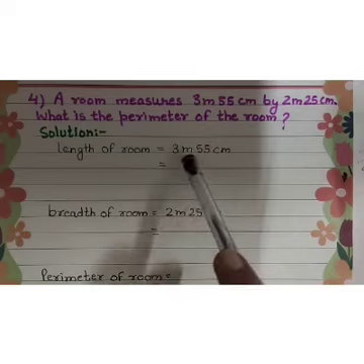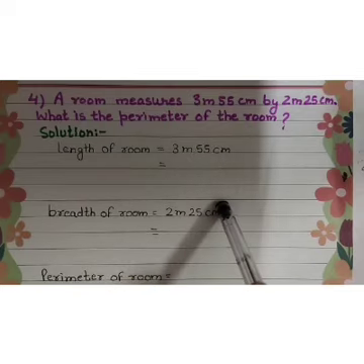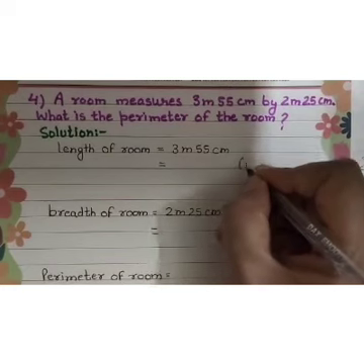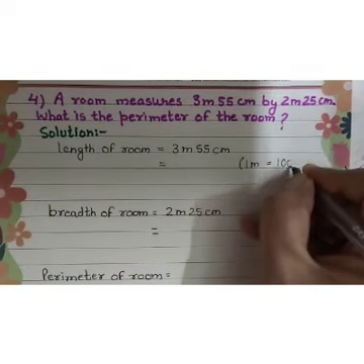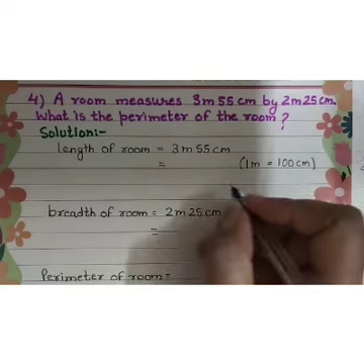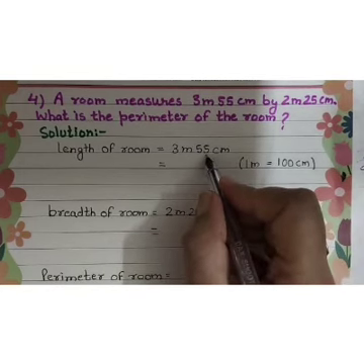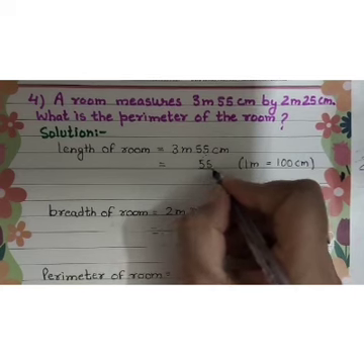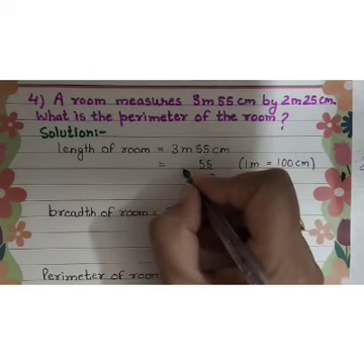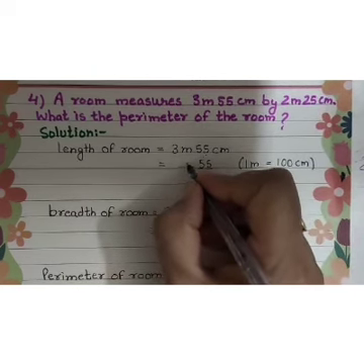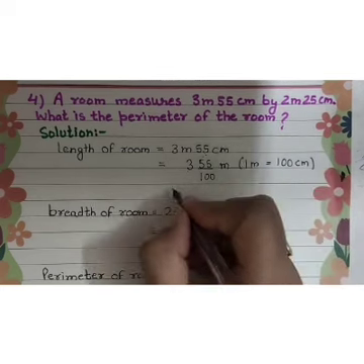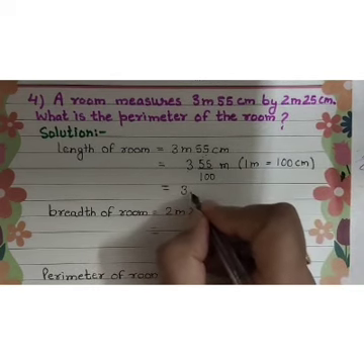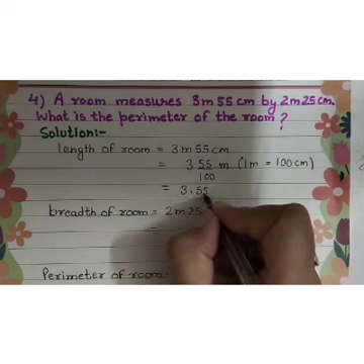First of all, we convert centimeter into meter. We know that 1 meter is equal to 100 centimeter. And centimeter is smaller unit. When we have to convert smaller unit into bigger unit, we divide. Therefore, we will write here 55 divided by 100. 3 is already in meter, therefore we will write 3 as it is. Statement becomes 355 by 100 meter. Now in decimal we will write here 3.55 meter.